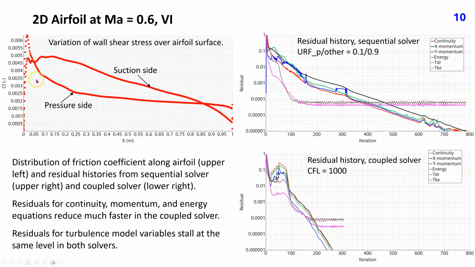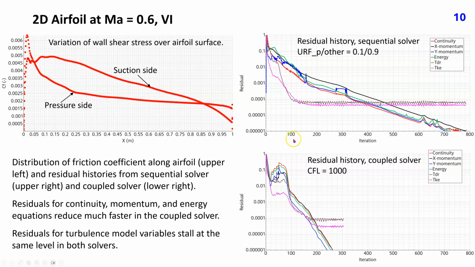This plot shows the distribution of friction coefficient, that is, the normalized shear stress along the airfoil surface. Shear stress is higher on suction side than on pressure side because velocities near wall are higher there, except near leading and trailing edge. These loose dots correspond to the blunt part of the trailing edge.